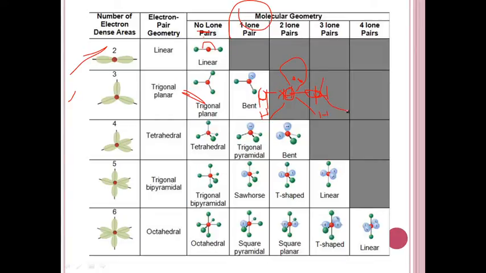So this structure is wrong. And what shape does the water molecule have? It has a bent shape. So that is what I am trying to explain.